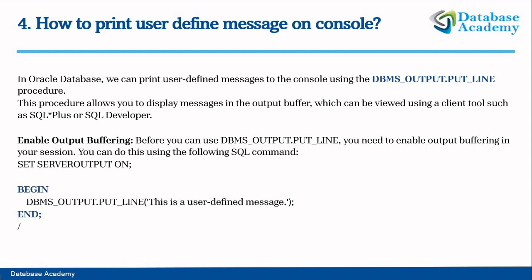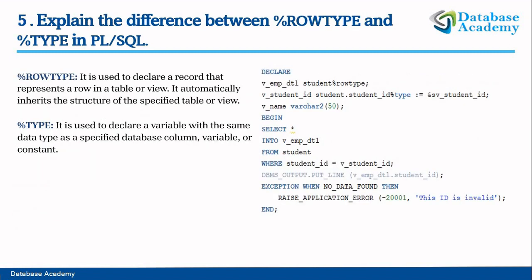Now let us see the next question. Explain the difference between %ROWTYPE and %TYPE. So %ROWTYPE is used to declare a record that represents a row in a table or a view. It automatically inherits the structure of the specified table or view.